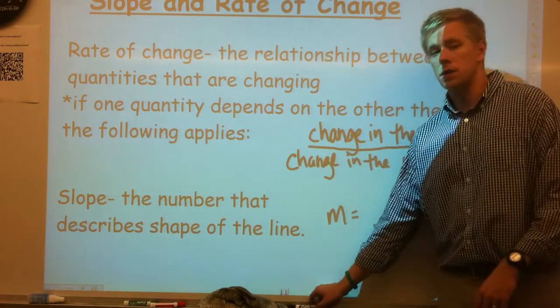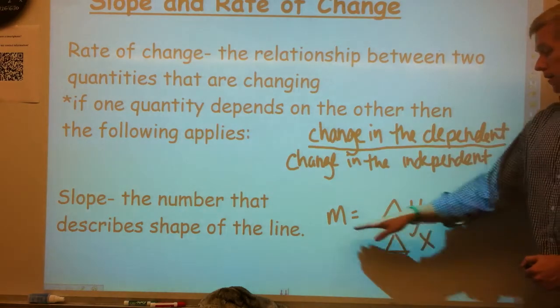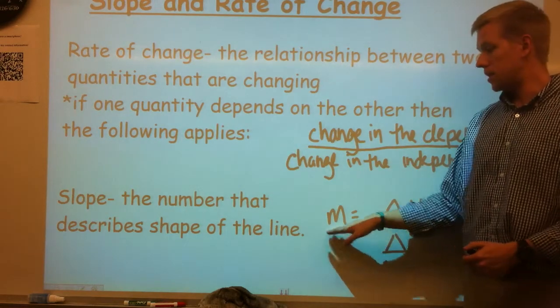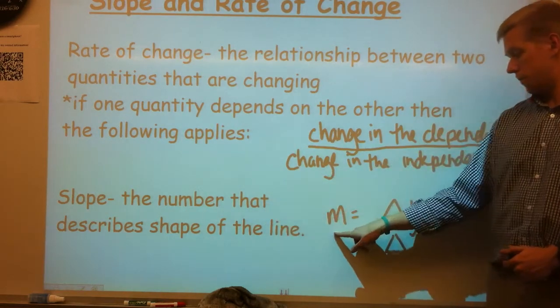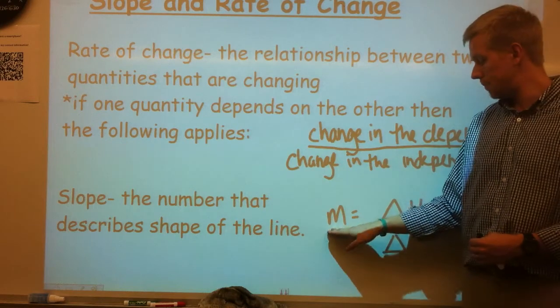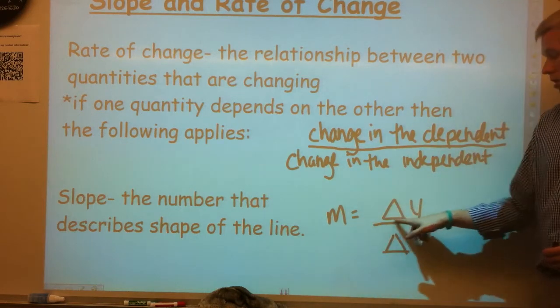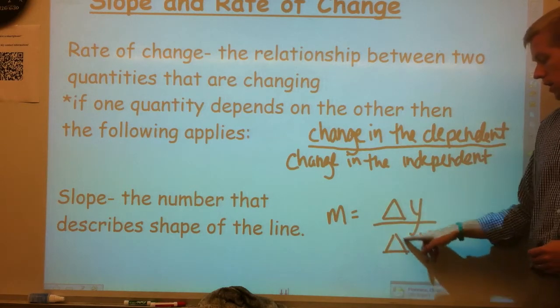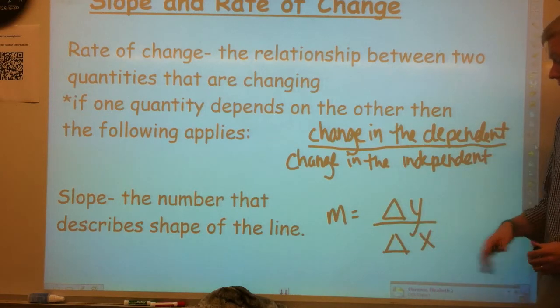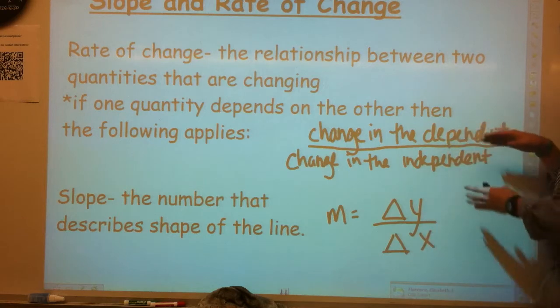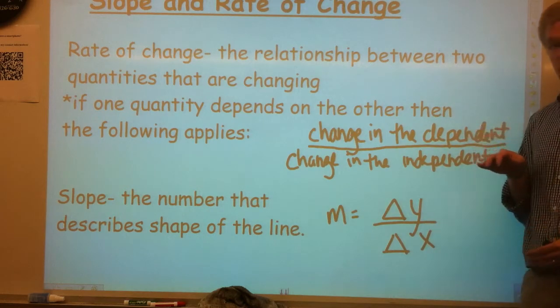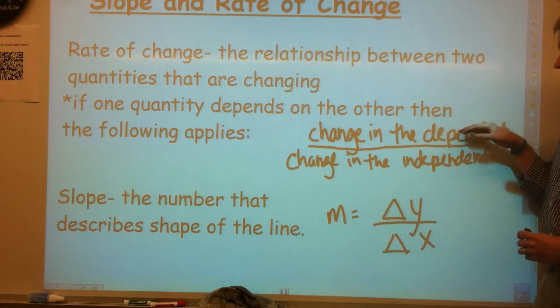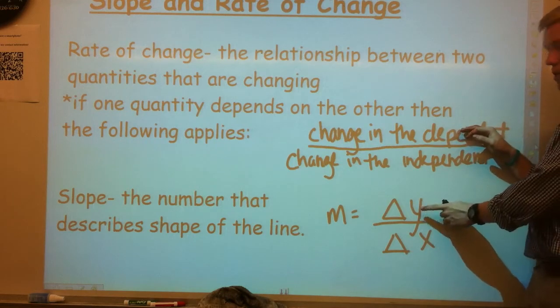With slope, we use the same concept. We take m to represent the word slope, for some reason. I don't know why we use m, but we use m. And that is equal to the change, which is this delta, the change in y, divided by the change in x. Okay? As you can see, these two things are very similar to the rate of change formula that we have up here. We take the change in the dependent, whereas we take the change in the y.